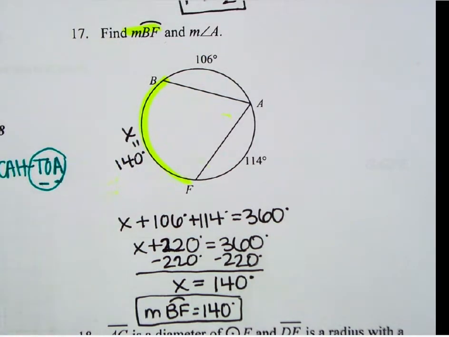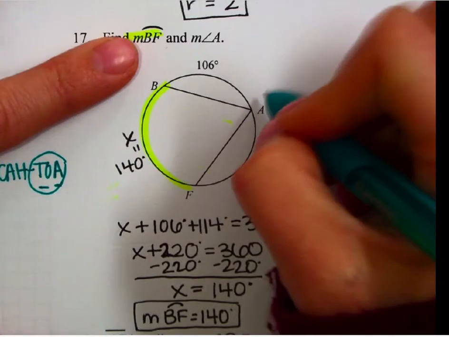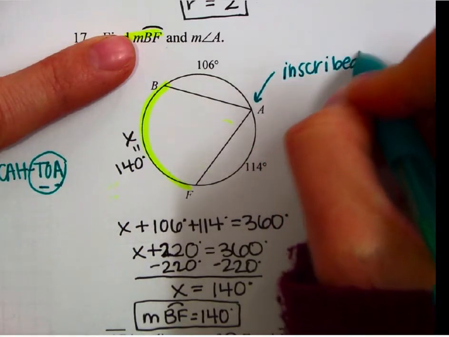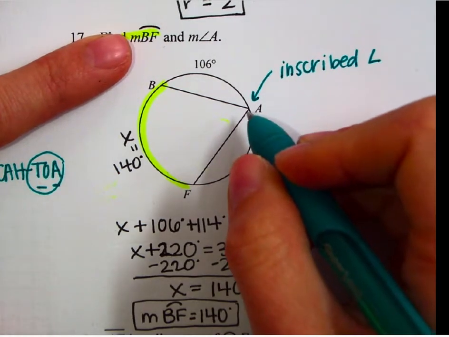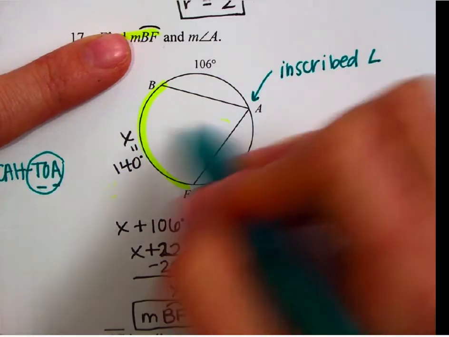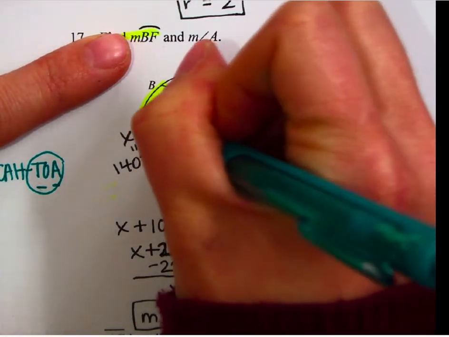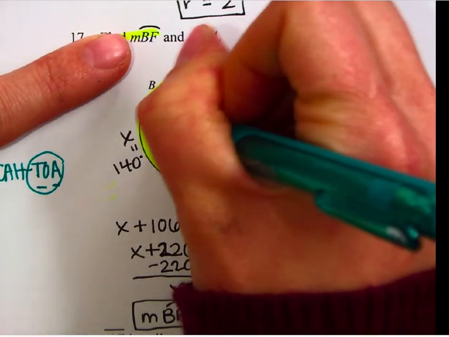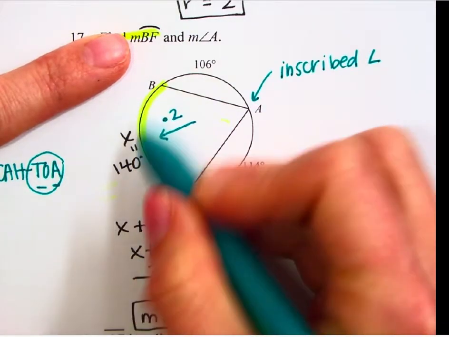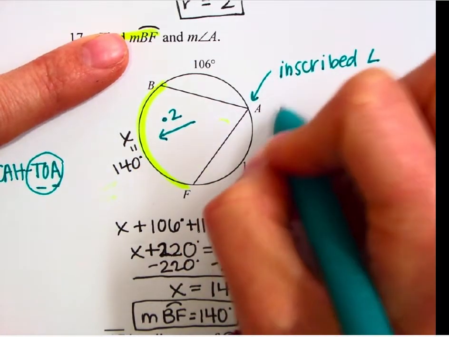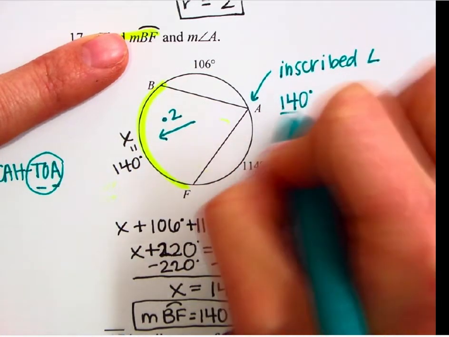Okay, now we're going to find angle A. Angle A is an inscribed angle. The inscribed angle is half of this arc. So we did it earlier, but we went backwards. Earlier we knew the angle, we multiplied it by 2 to get the arc. So now that we're going backwards to the angle, we need to take the arc length and divide it by 2.